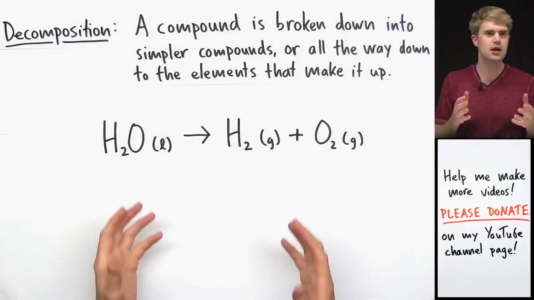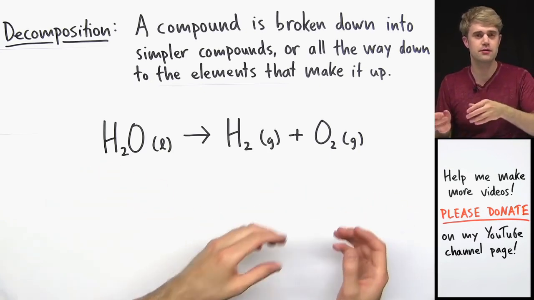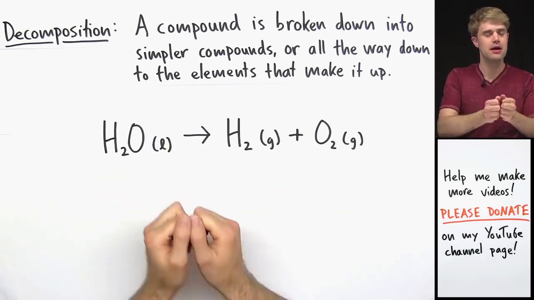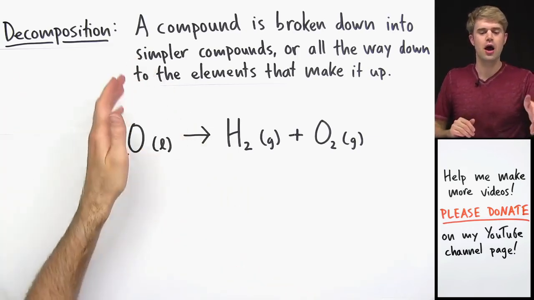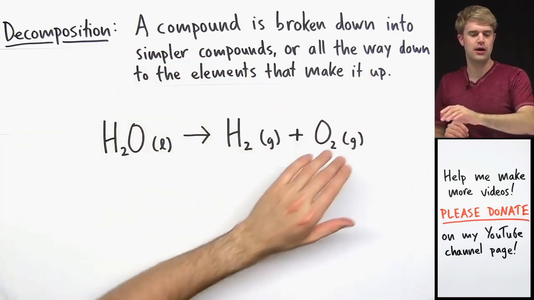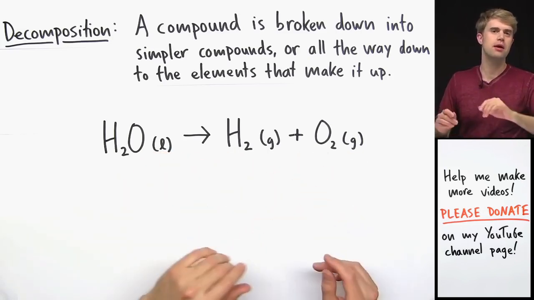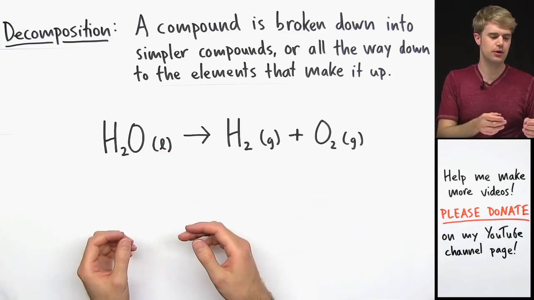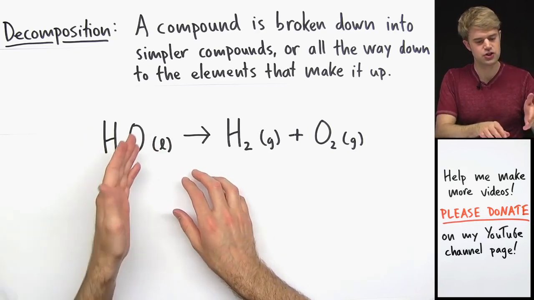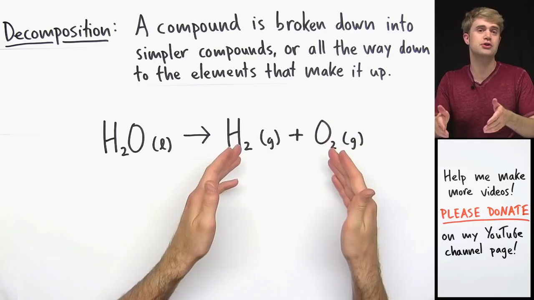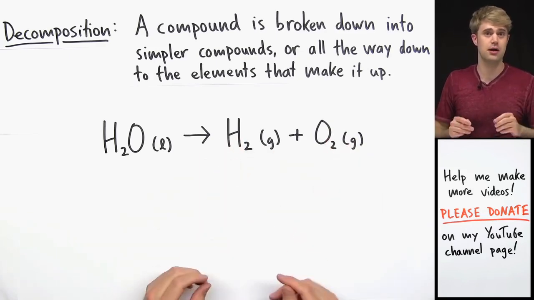Let's move on. A decomposition reaction is kind of the opposite of a synthesis reaction. In a synthesis reaction, we put things together. In a decomposition reaction, a compound is broken down into simpler compounds or all the way down to the elements that make it up. So in this example here, we have water, H2O, and it's breaking down into hydrogen and oxygen gas. These are the elements that make it up.